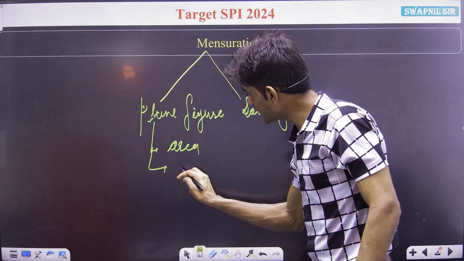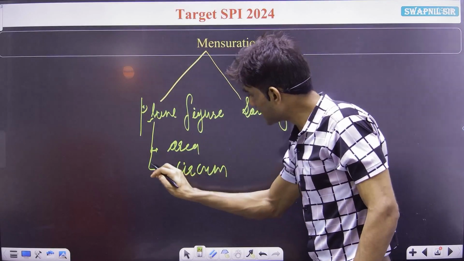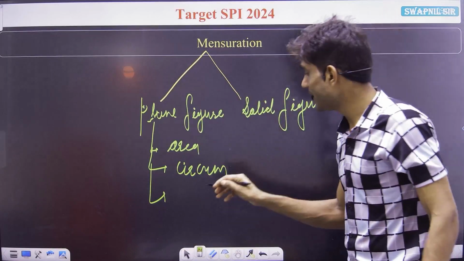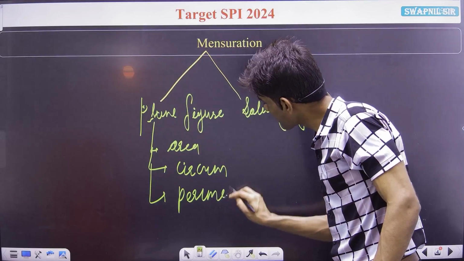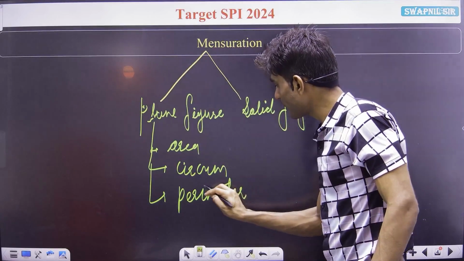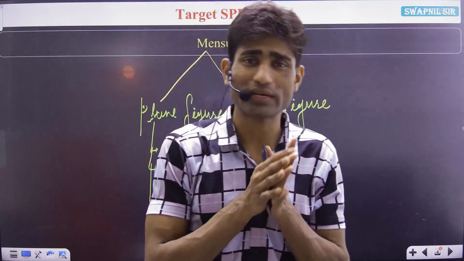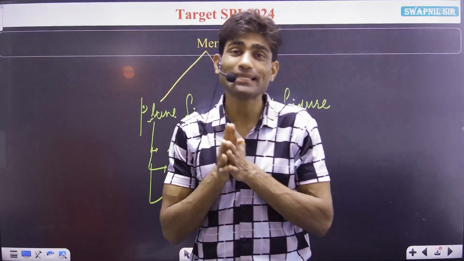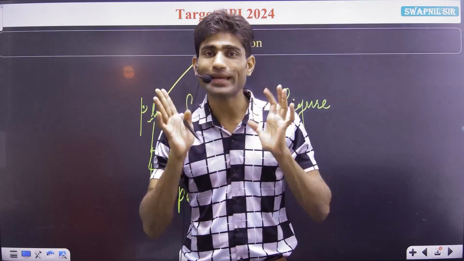Second we go for the circumference. After that, area, circumference, perimeter, okay? All these concepts are there and maybe you will get more concepts related to the plane figure, okay? You have to be aware of all the properties, okay? These are very easy, you can remember them, okay?